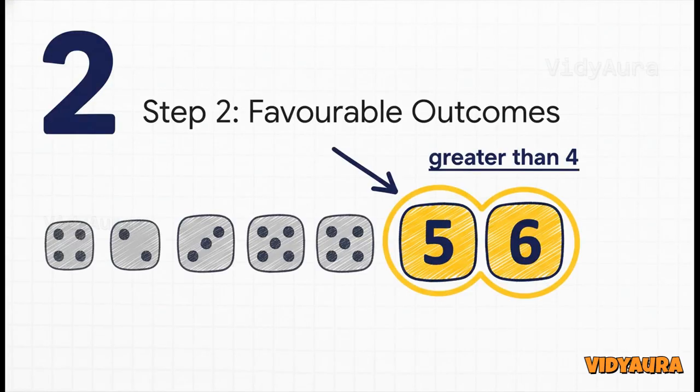The question wants a number greater than 4. So let's look at our list from step 1. Which of those numbers are bigger than 4? Well, that's just 5 and 6. So the number of outcomes that are favorable to us is just 2.